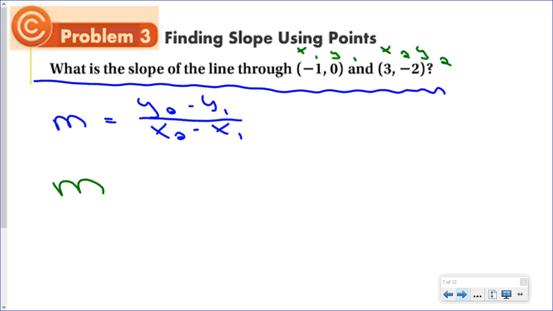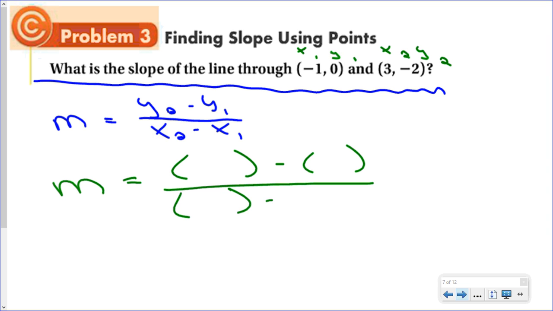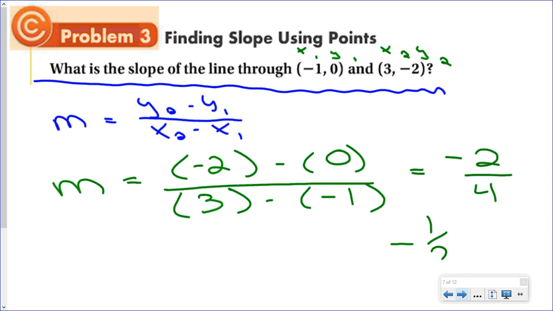When you finish it out, put open spots for every single letter. Notice how I have the negatives in between. And now I carefully place the correct number. So my y2 is negative 2, then a 0, and then a 3, and my x sub 1 is negative 1. My final answer for this one, when I take negative 2 subtract 0, it's still negative 2. And 2 negatives in a row on the bottom here turn to a positive, so 3 plus 1 is 4. My final answer would be negative 1/2.